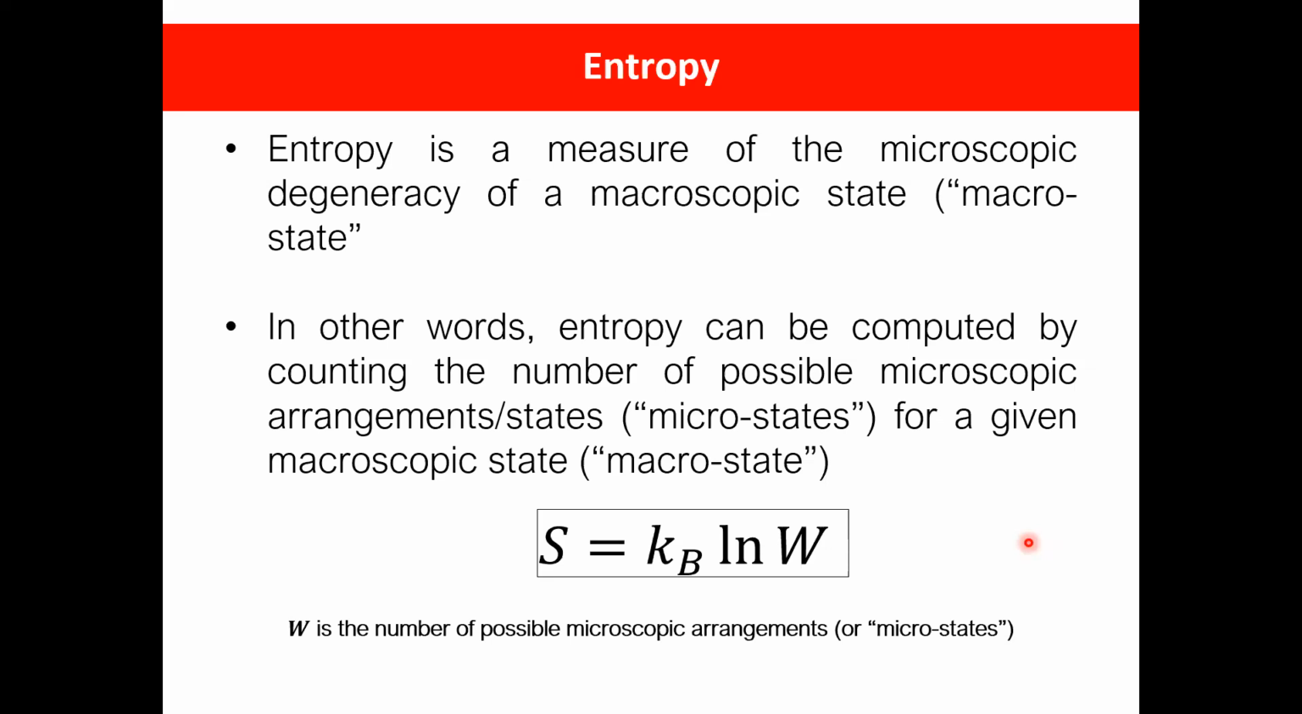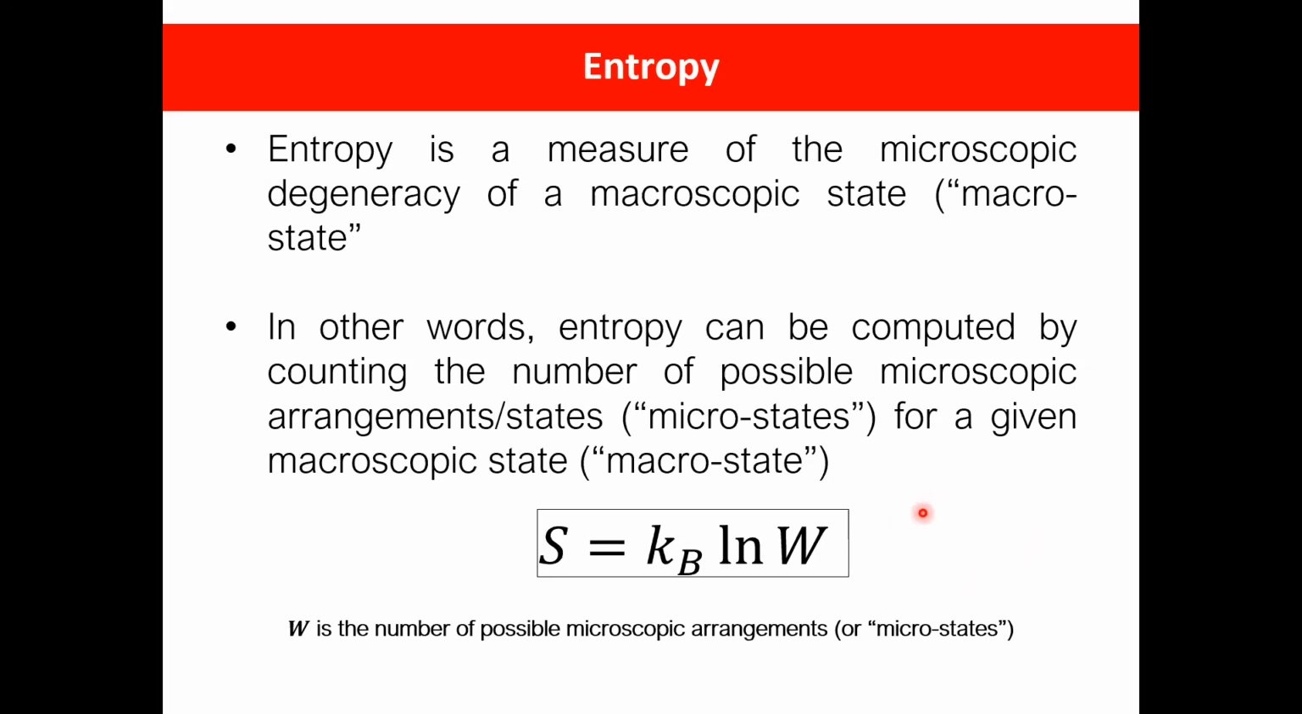So you can see that on this slide, I'm using two words. One of them is microscopic state or micro state. The other one is macroscopic state or macro state. And it tells you that if you can count the number of micro states, then you can calculate the entropy of the system in that particular macro state. So let's try to understand the meaning of macro state and micro state.